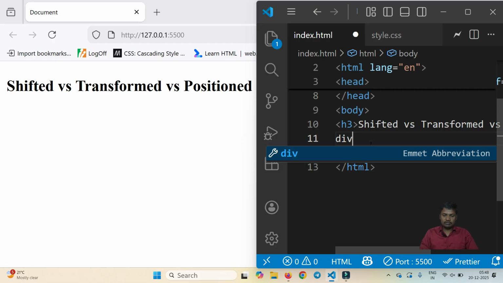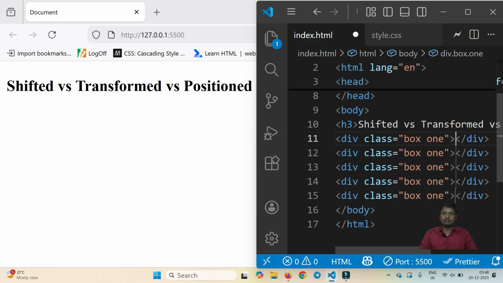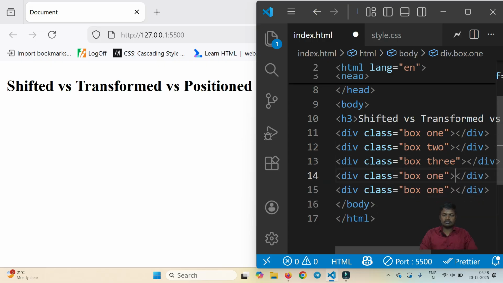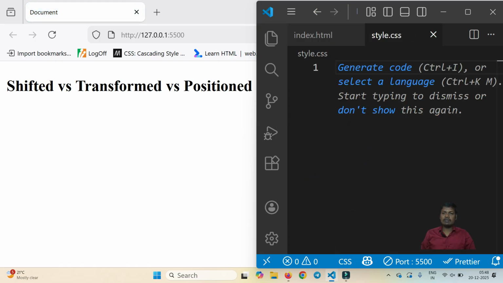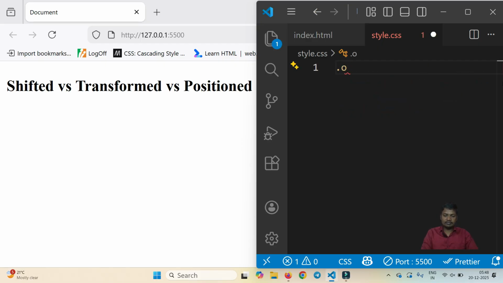I create the block level elements. Five boxes for this example. We have created five block level elements, but they are not displaying because we have to give some width and height.